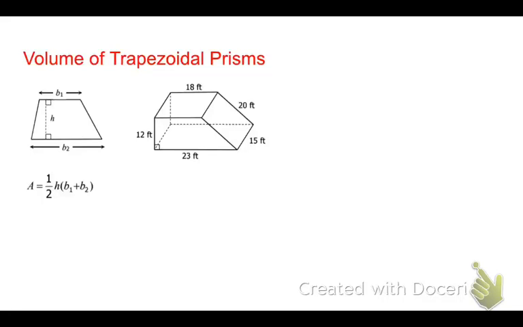Now we're going to find the volume of trapezoidal prisms. Remember that we were saying the volume of a prism equals the area of the base times the height. So now in this particular prism, our base is going to represent the trapezoid. So we will first find the area of the trapezoid, the area of our base, and then we can multiply it by the height of our prism.